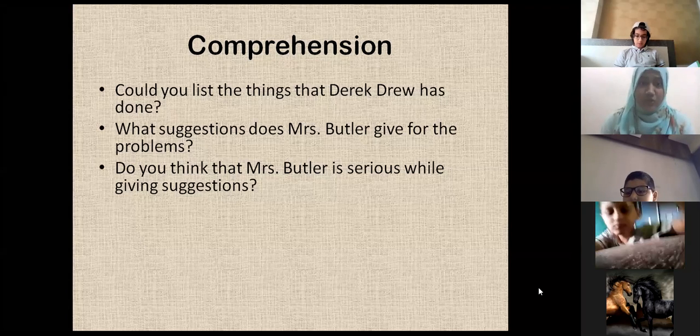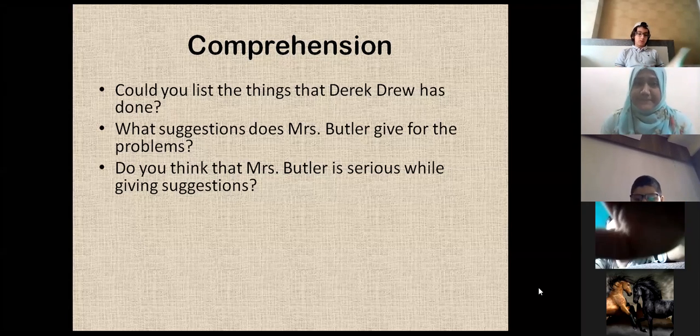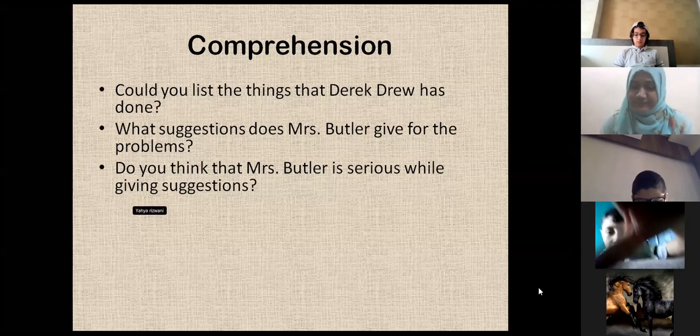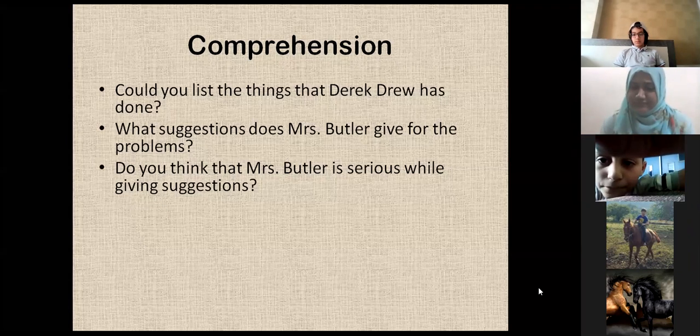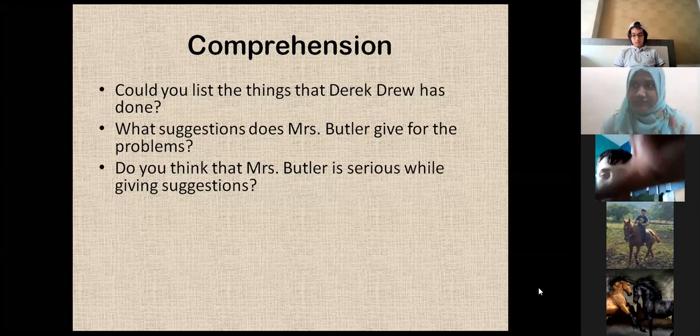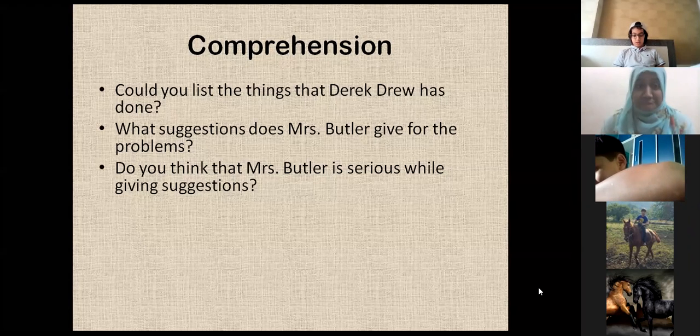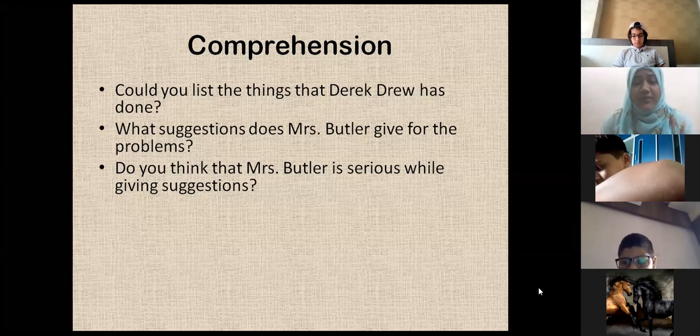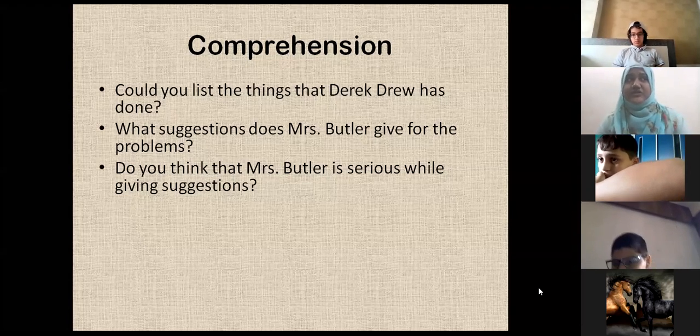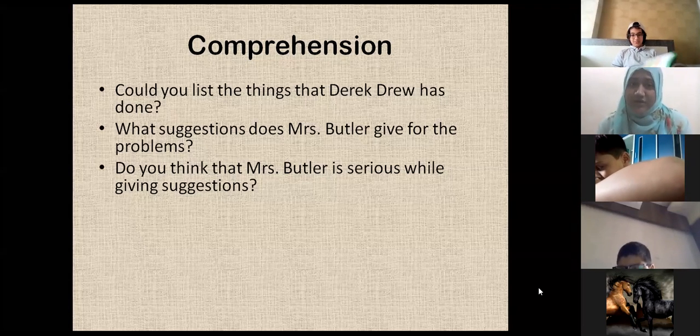Her suggestions were irrelevant. Okay. Ma'am, because on page number 36, her face is very serious. That means she's serious about it. But the boy does not want to do it. But Hamza, wouldn't it be dangerous if the teacher is seriously giving you these suggestions? Don't you think there's something wrong with the teacher?